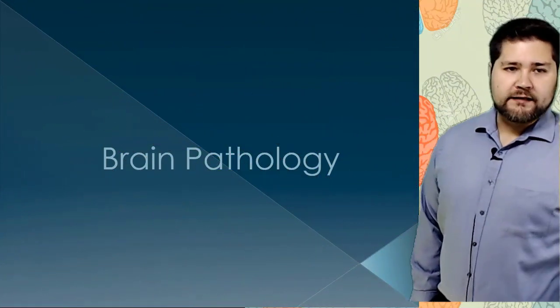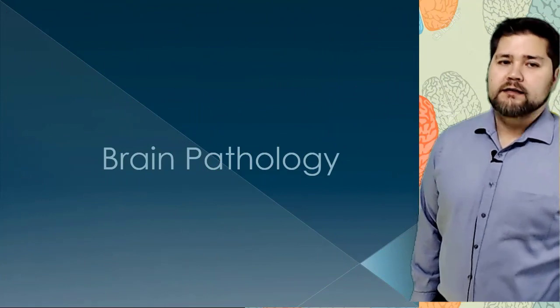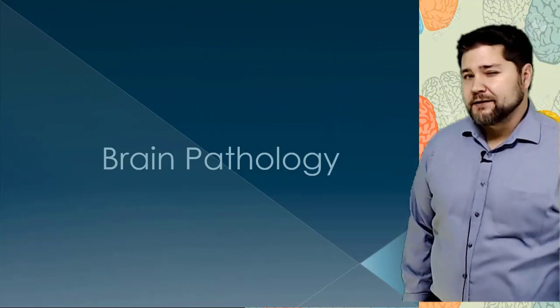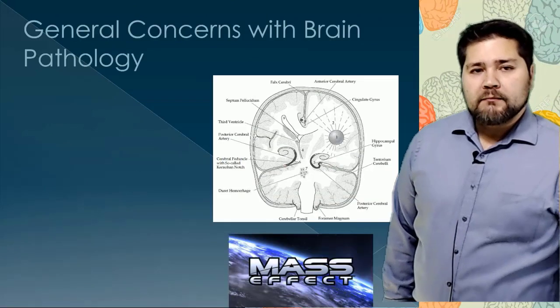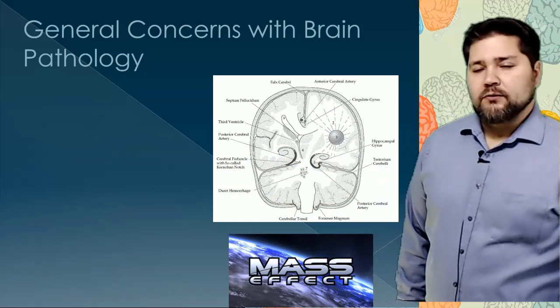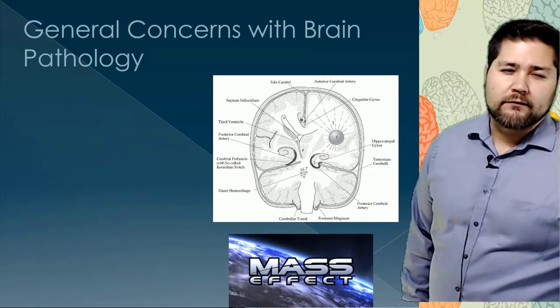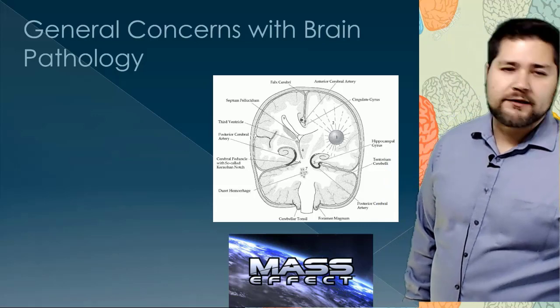So now we covered the basic structure and function of the brain. We can get into the brain pathology, and that's kind of the meat of this lecture. Before we get into some of the specific pathologies of the brain, there's some general concerns I want to go over that are very unique to the location of the brain that we don't see in the rest of the body.